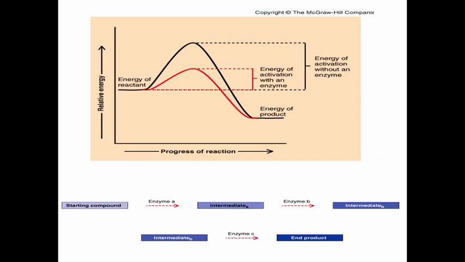You're trying to buy water and your coupon is for apple juice. It's not going to work, right? So they're lock and key fits. Each enzyme is specific for that chemical reaction. If you run out of enzyme A, guess what?